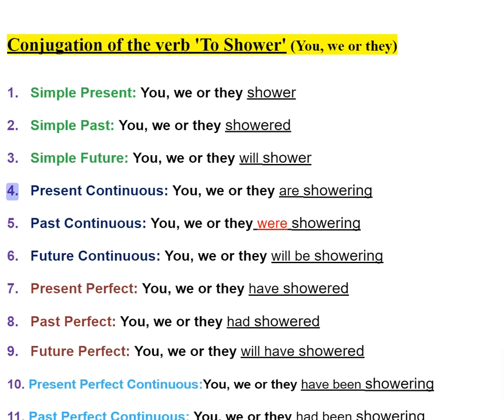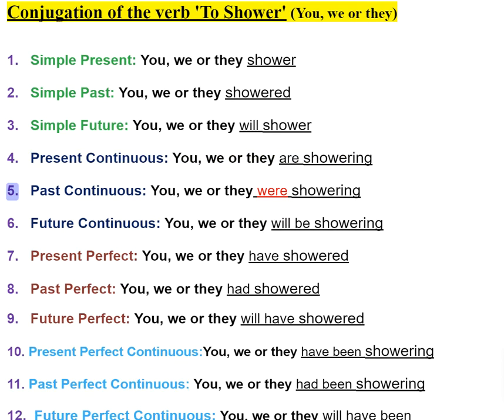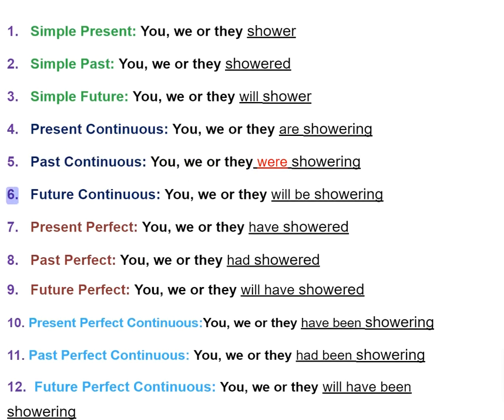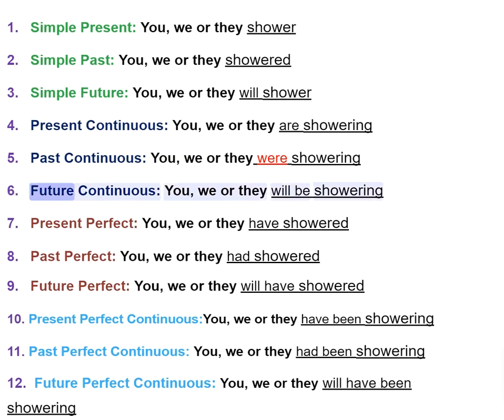4. Present continuous, you, we or they are showering. 5. Past continuous, you, we or they were showering. 6. Future continuous, you, we or they will be showering.